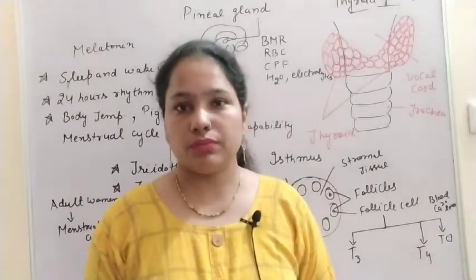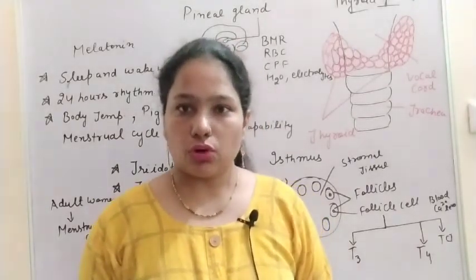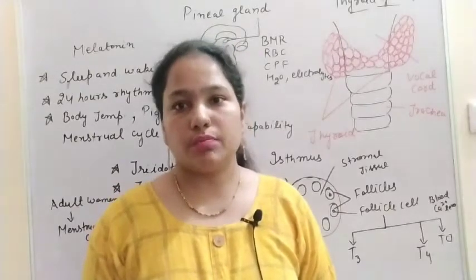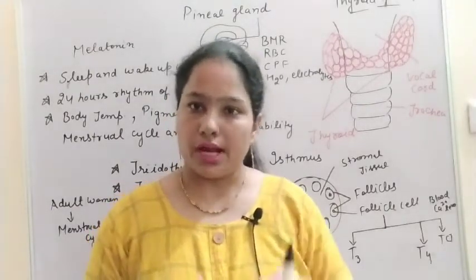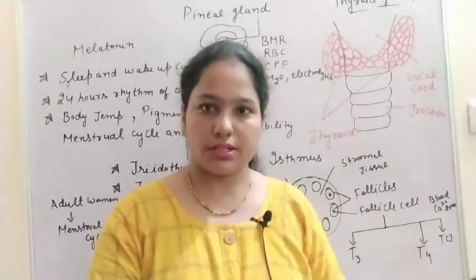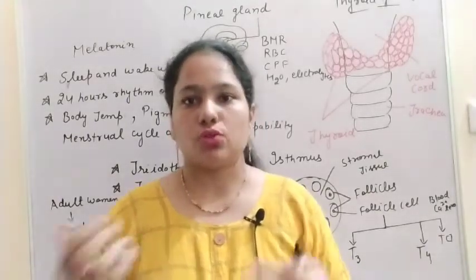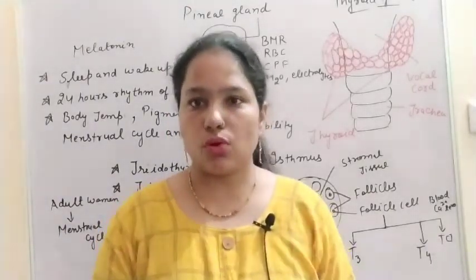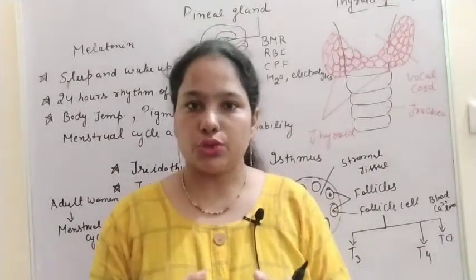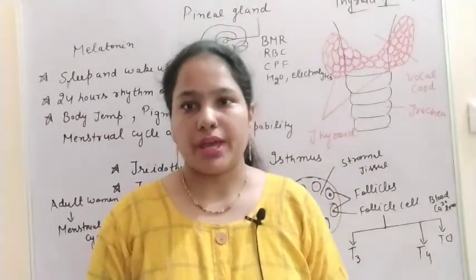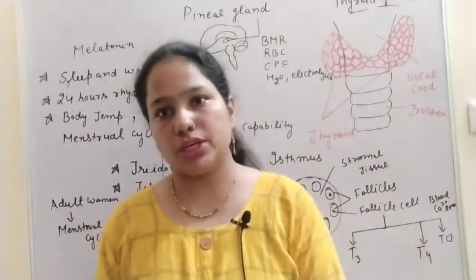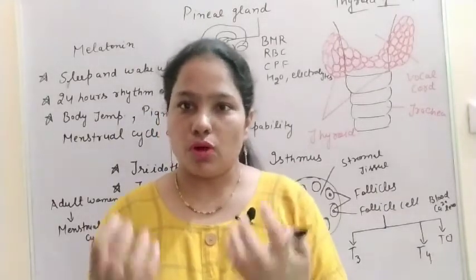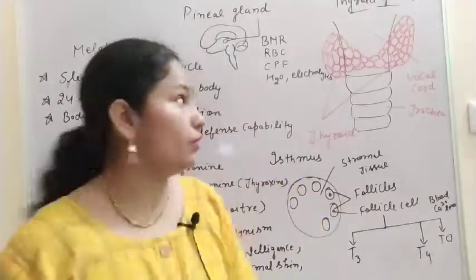Metabolism is known as the sum total of chemical reactions taking place in our body, and there are two types, catabolism and anabolism. So catabolism is the breaking of complex molecules into simple form, and anabolism is the making of complex molecules from the simple ones.